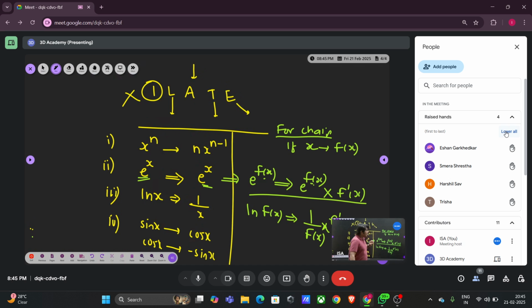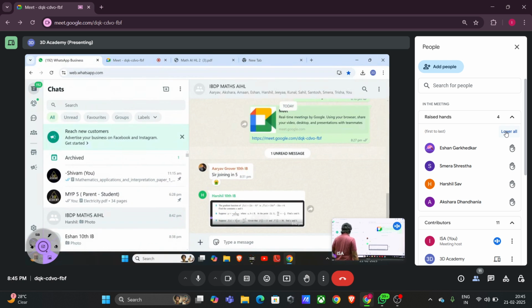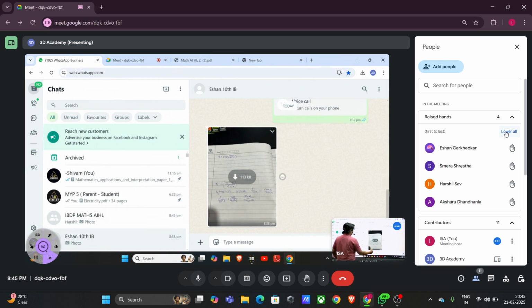Okay? Okay. Now see, one more thing. Whenever there is a log involved, okay? Now let's see. You guys will get to see Ishan Garkhedkar's handwriting today.